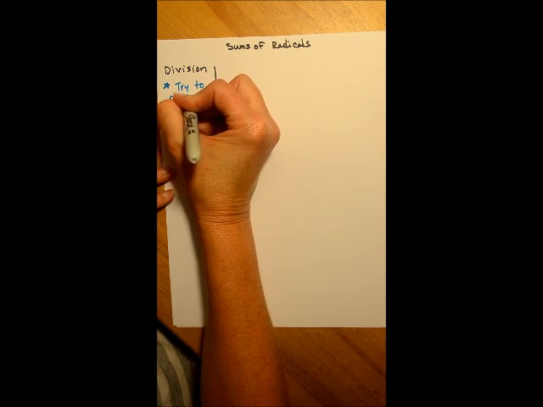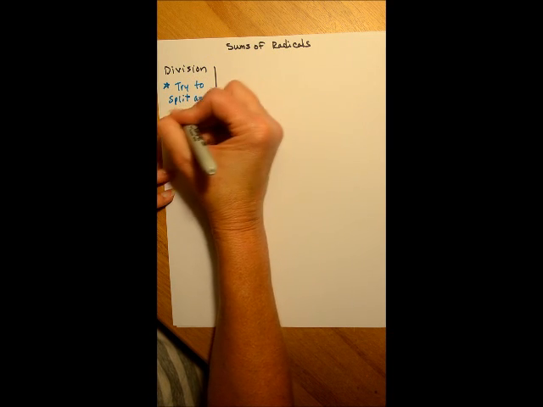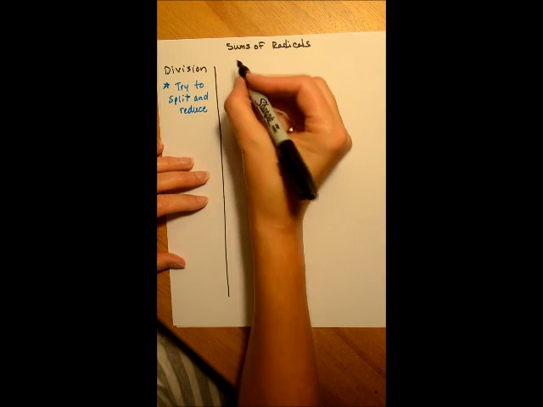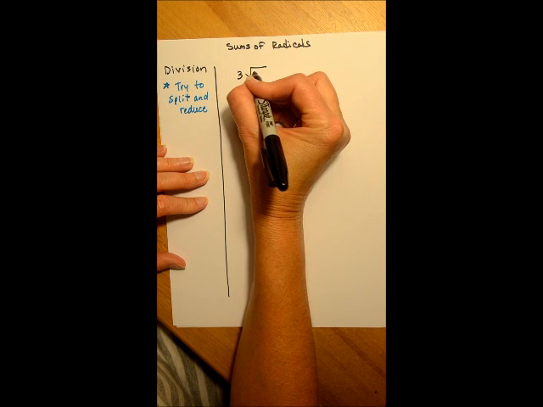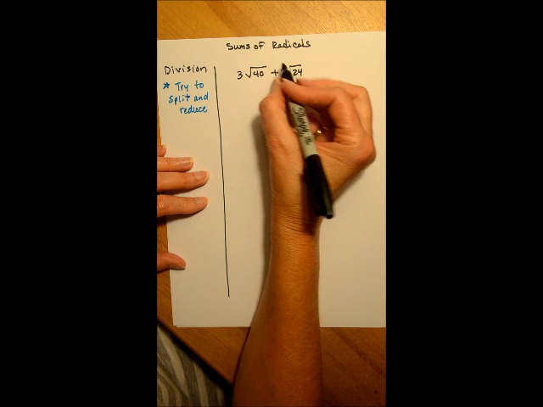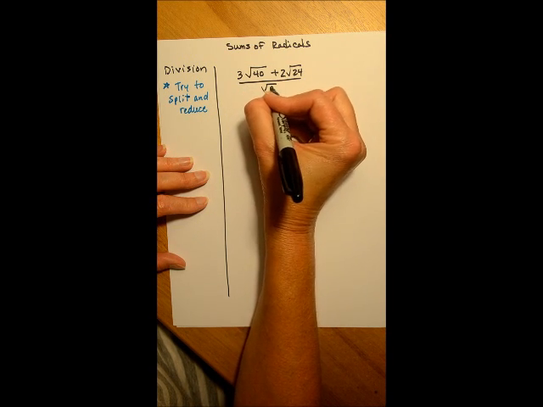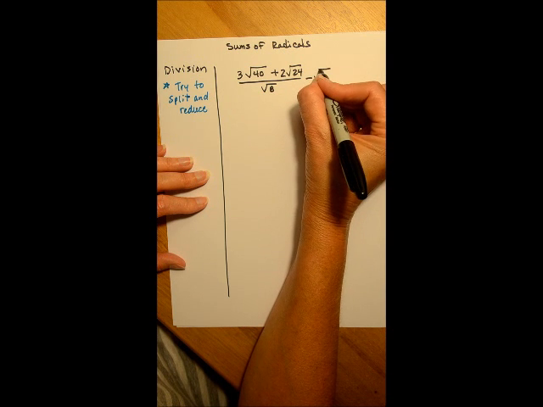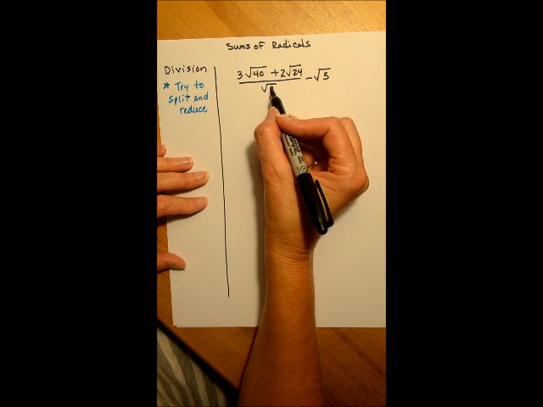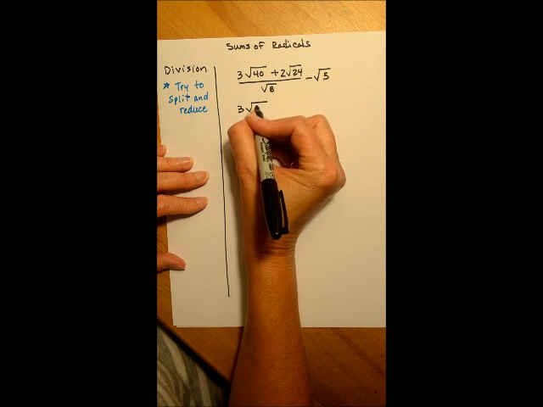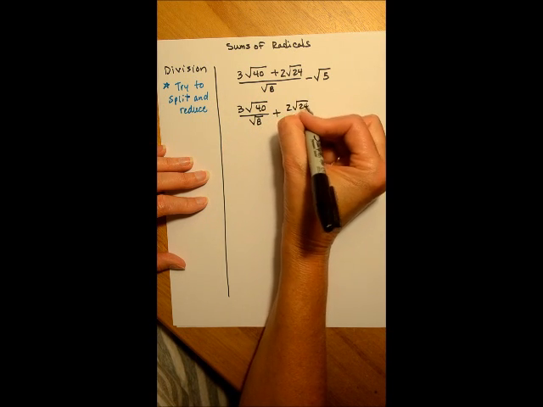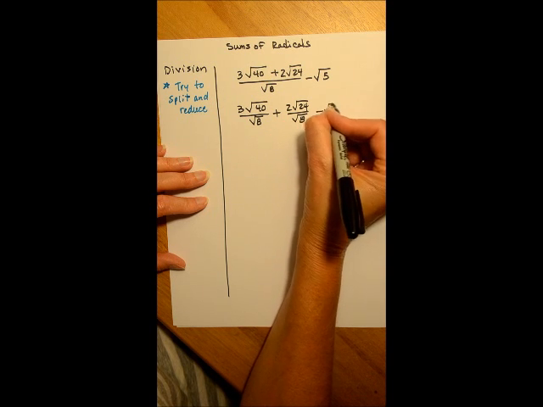split and reduce, and I'll show you what I mean there. Okay, try to split and reduce. So let's see. This is what I'm talking about. 3 square root 40 plus 2 square root 24 all over square root 8 minus square root 5. So what I'm talking about here is try to split it like this. 3 square root 40 all over square root 8 plus 2 square root 24 all over square root 8 minus square root 5.